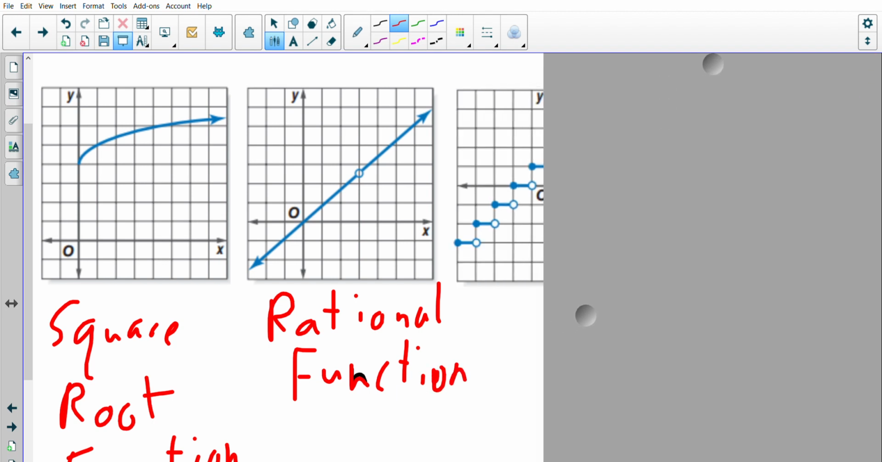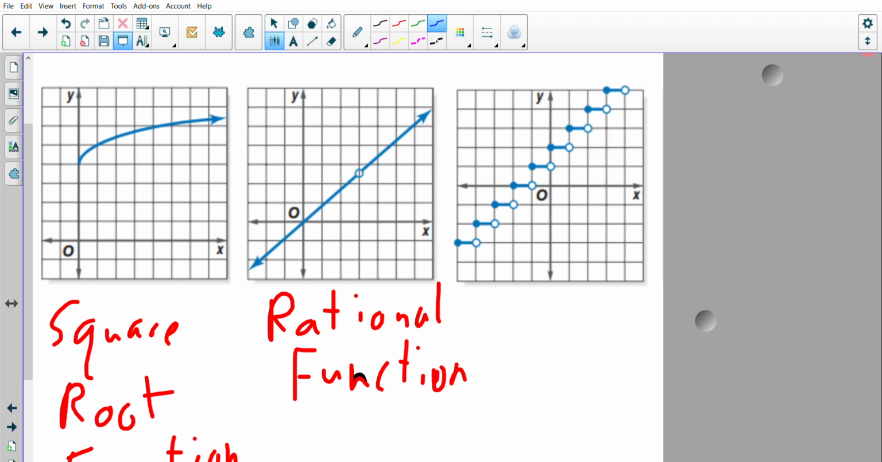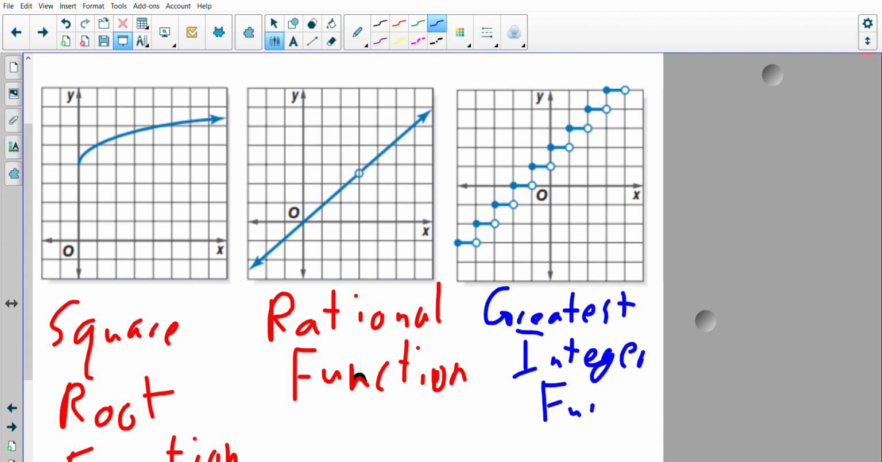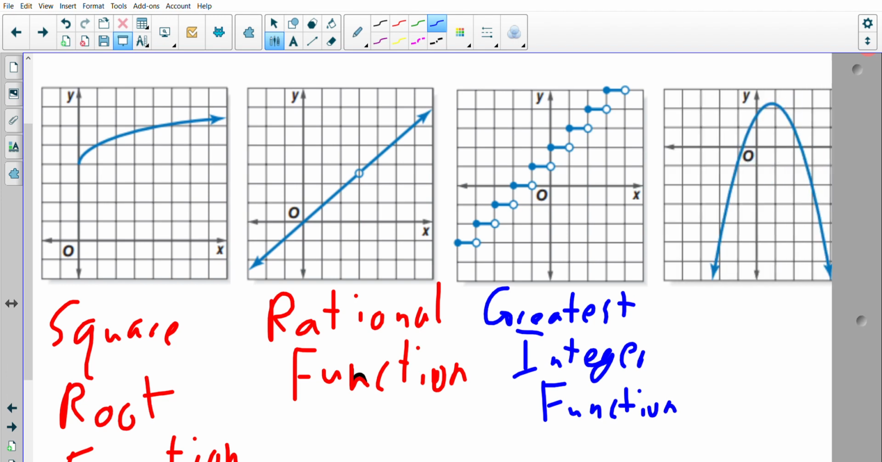The next one, we have what looks like a step function, and we know this to be the greatest integer function. And the last one, here we have just an upside down parabola, and we know that as a quadratic.